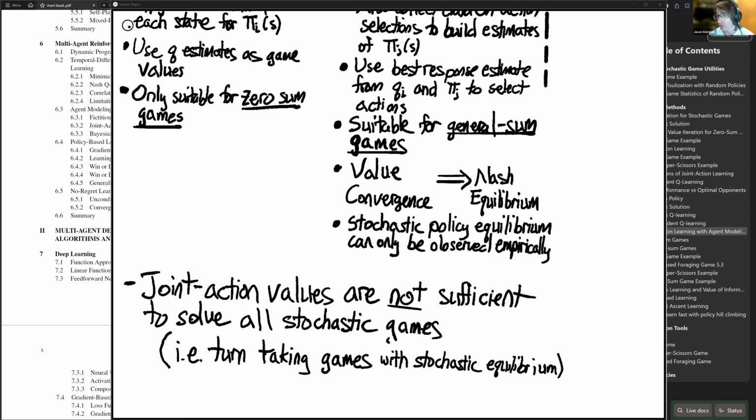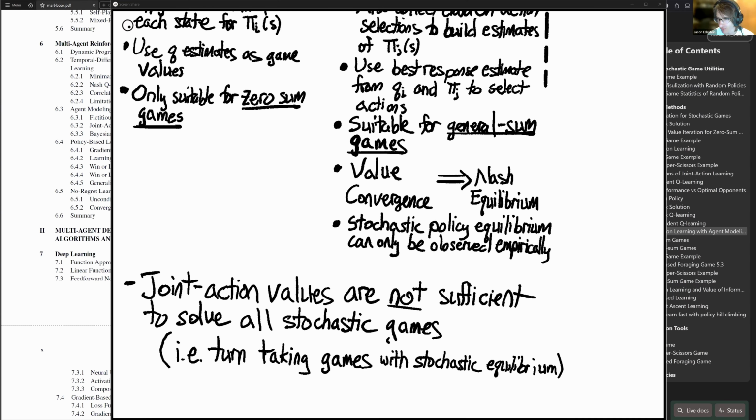And the example brought up in the book is a turn-taking game that has a stochastic equilibrium. So a turn-taking game, you could imagine a game like tic-tac-toe where the players alternate. And tic-tac-toe is a game where a deterministic policy can actually solve the game. So we can actually use action values in a game like that to find the solution, and it's fine.